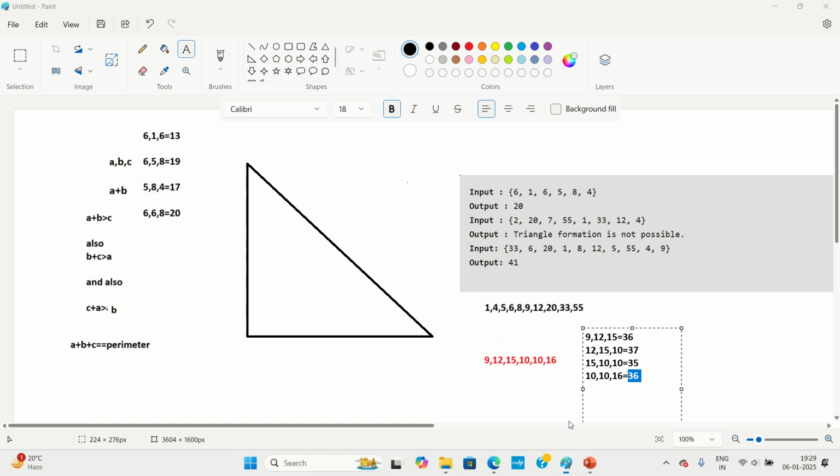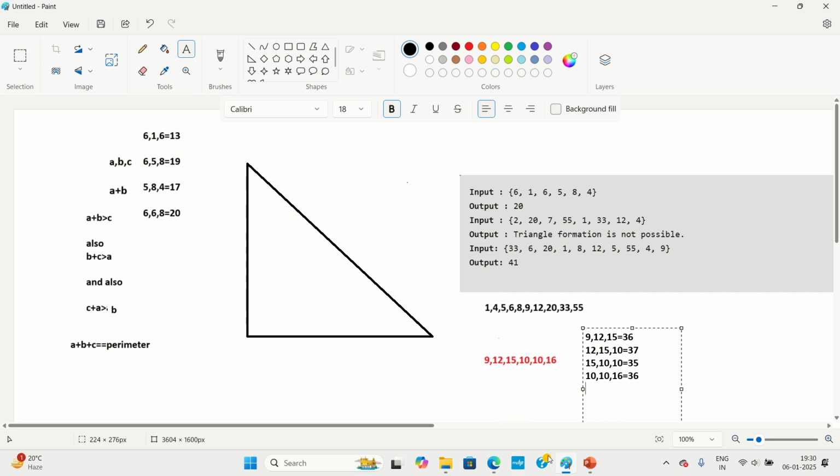So here, if we compare these two, in this triplet, what is the maximum side? 15, right? So 15 is the maximum side. And in this triplet, what is the maximum side? 16. Okay. So we should return this 10, 10, 16, because we choose the one with the longest maximum side. Here the maximum side is 15, here it is 16, and 16 is greater than 15. Therefore, this is the triplet we should return if the sticks array is like this. Got it? I hope you got the problem by now.